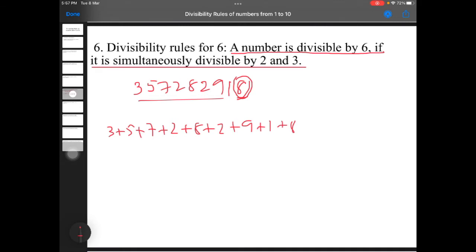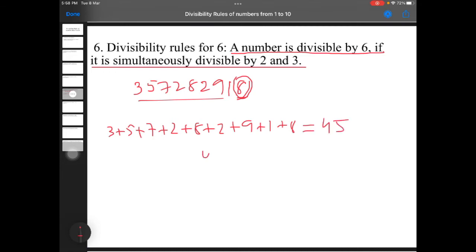Let's see, 3 plus 5, 8, 8 plus 7, 15, 15 plus 2, 17, 17 plus 8, 25, 25 plus 2, 27, 27 plus 9, 36, 36 plus 1, 37, 37 plus 8, 45. Equal to 45.